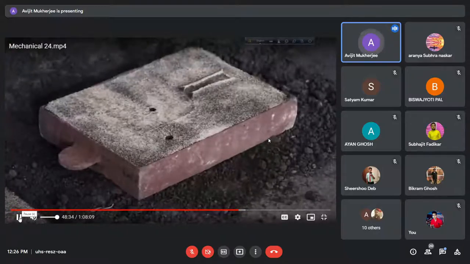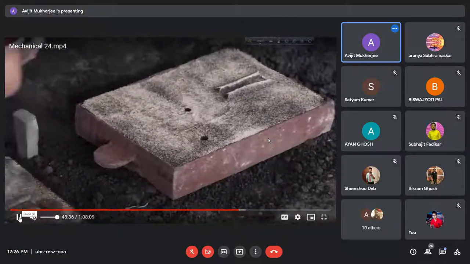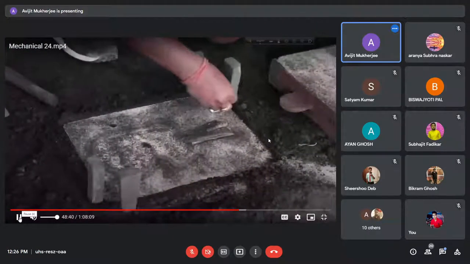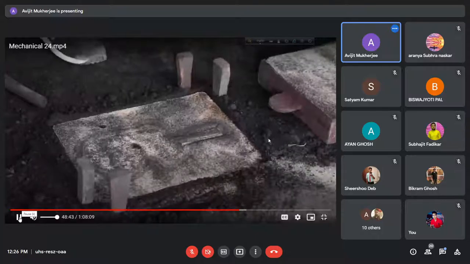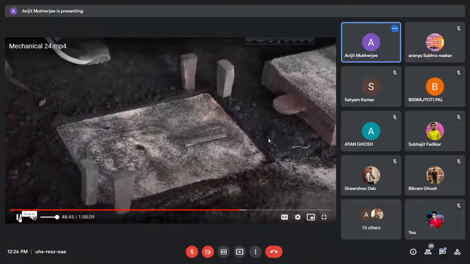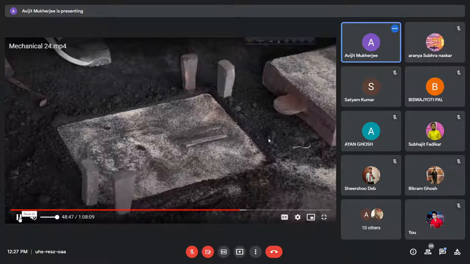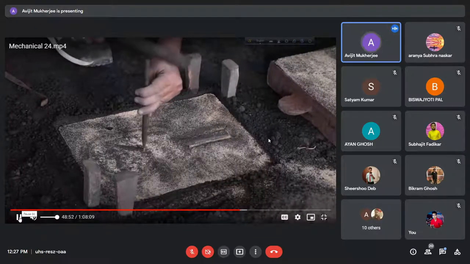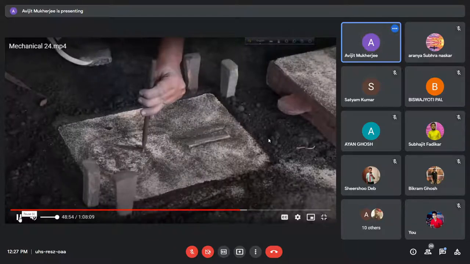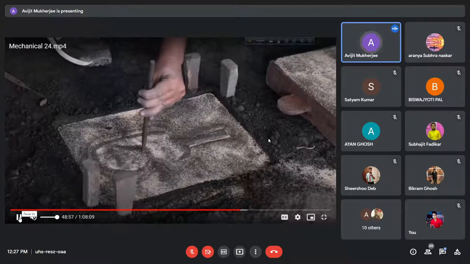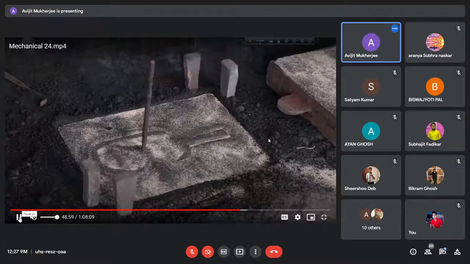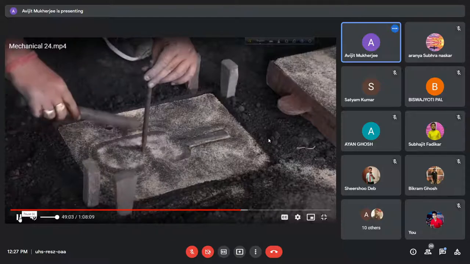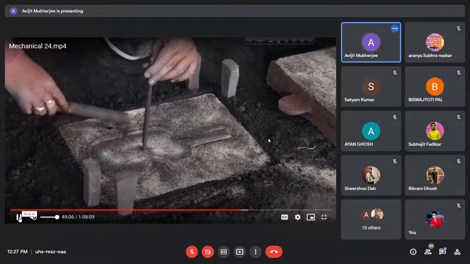This is water. Pouring water at the height of the bridge job. This is a lifter and a rammer. With this, we just need to penetrate this so that we can pull out the pattern and get the mold cavity. Need to tap it from all four sides.